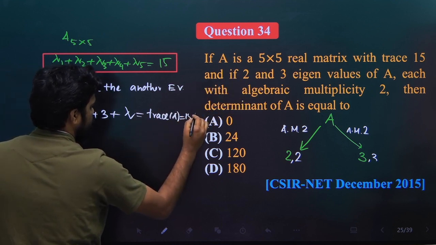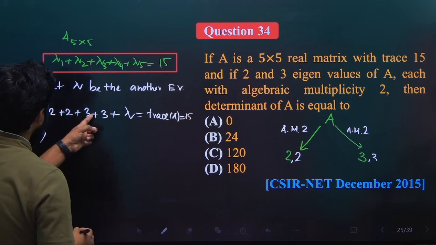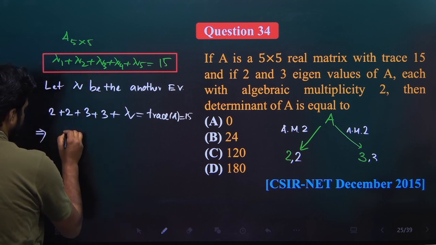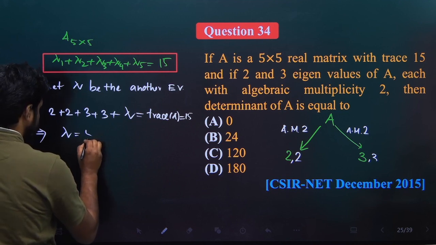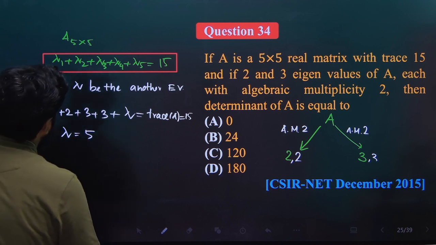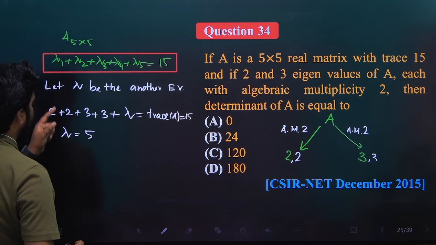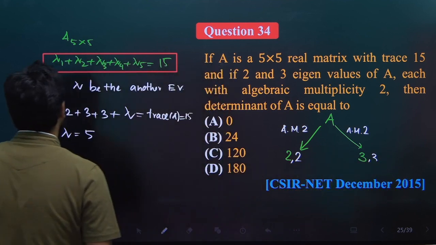So basically this is 15. So this implies 2 plus 2 is 4, 4 plus 6, that is 10, right? So lambda is equal to 15 minus 10, that means 5. Okay, so lambda is 5. So the eigenvalues of A are 2, 2, 3, 3, 5, right?